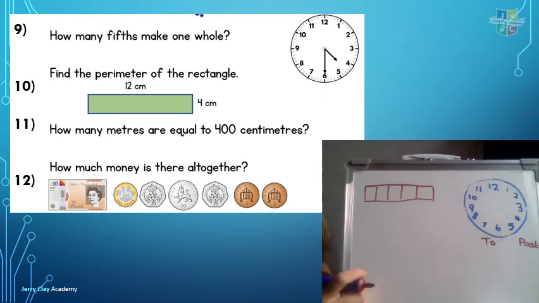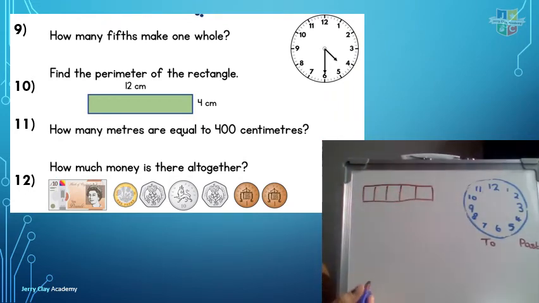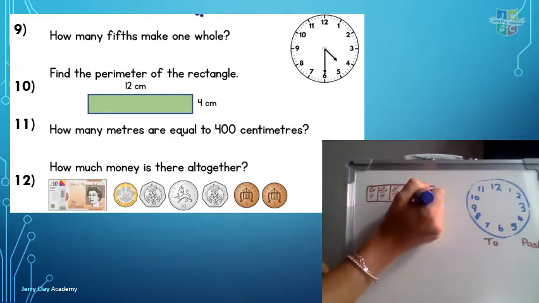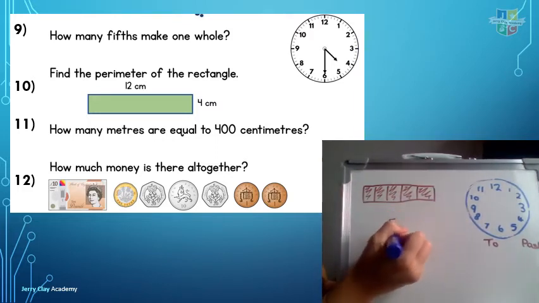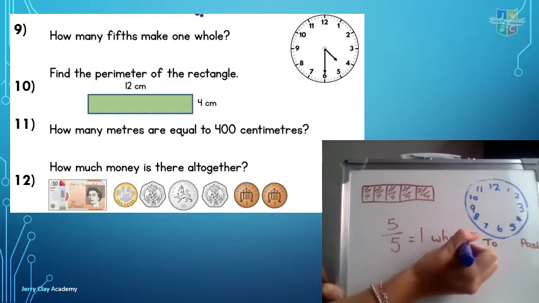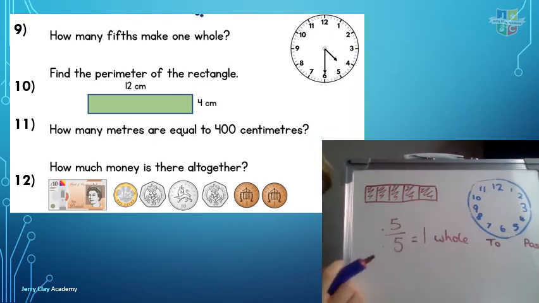Okay, let's have a look at number 9 then. How many fifths make one whole? So I've made a bar model with fifths. Now if I shade in until I have shaded the whole, I can see that I have to shade 5 fifths. So 5 fifths is equal to one whole. Because my numerator, my top number, and my denominator, my bottom number, are the same. So it means that it equals a whole, because a whole bar of chocolate has been eaten.